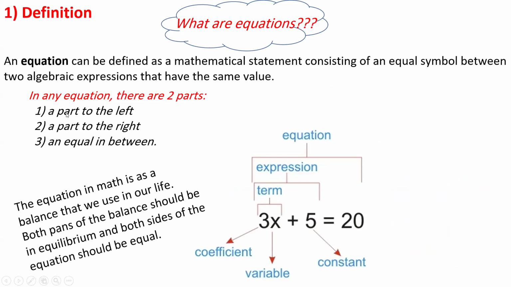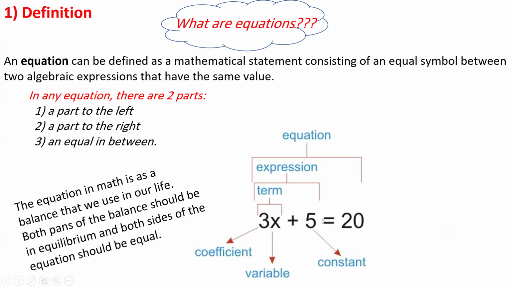A part to the left, it is an algebraic expression. A part to the right, it's also an algebraic expression. In between the two sides or the two parts, we have an equal. So the equation in math is like a balance that we use in our life. Both pans of the balance should be in equilibrium or on the same level, and both sides of the equation should be equal. This is an example of an equation.